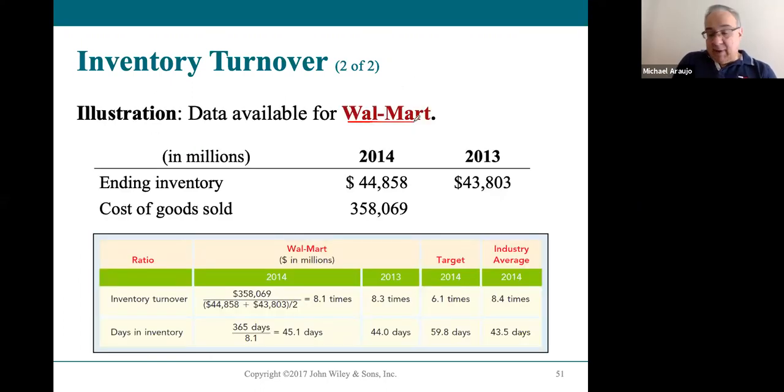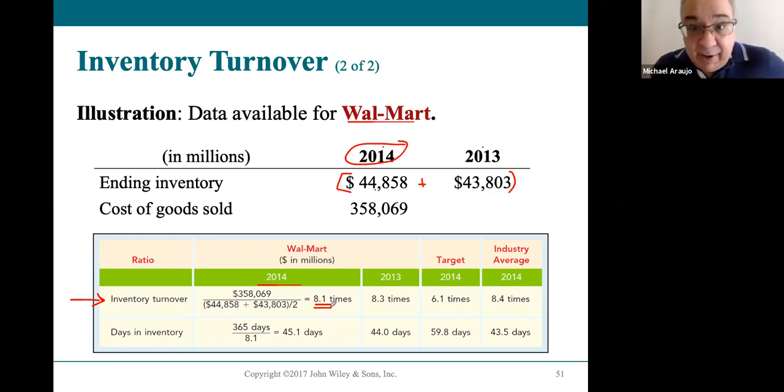Here's the information for Walmart. We have 2013 and 2014. 2014 is going to be the focus here. First line, inventory turnover ratio: how many times per year we are selling our inventory. Walmart in 2014 has $358 billion, $69 million of cost of goods sold. That's the first number. We divide that by the average inventory, which is the beginning and ending inventory added together and divided by 2. And it comes to 8.1 times per year.